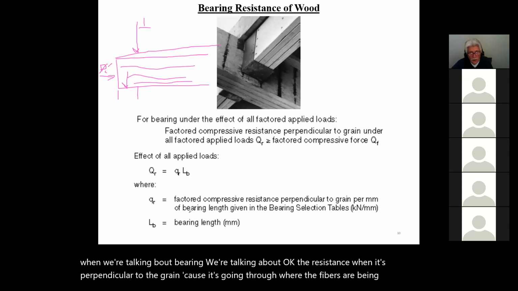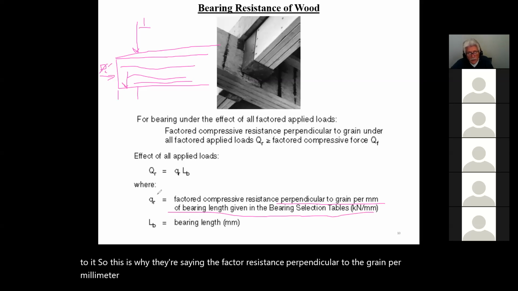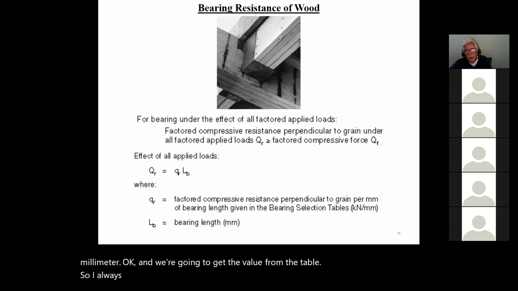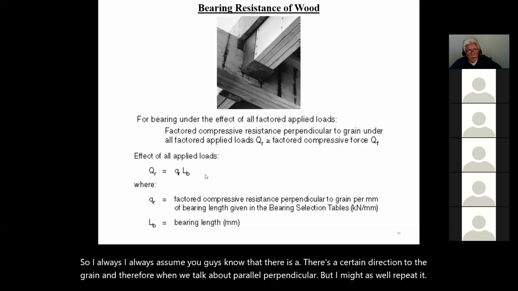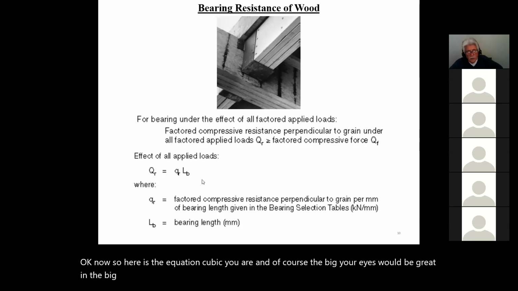So this is why they're saying the factor resistance perpendicular to the grain per millimeter, okay? And we're going to get the value from the table. I always assume you guys know that there's a certain direction to the grain, and therefore when we're talking about parallel or perpendicular, but I might as well repeat it. Now, here's the equation, big QR, and of course the big QR has to be greater than the big QF and all that.